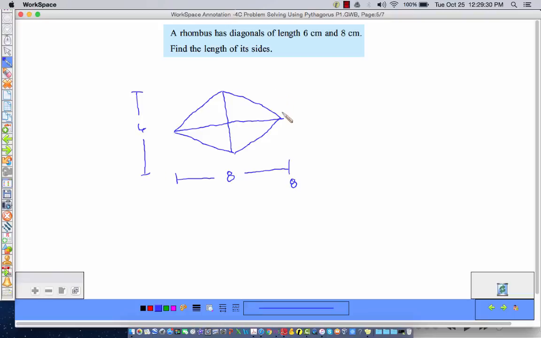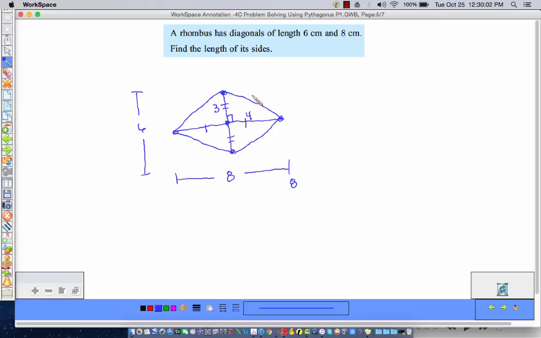Now we know 2 things about the diagonals of a rhombus. They are perpendicular and they bisect each other. Okay? So in other words, from here to here is equal to from here to here, and from here to here is equal to from here to here. So that means if from here to here is 8, half of that must be the length from here to here, or 4. And if this entire length is 6, half of it is of length 3.